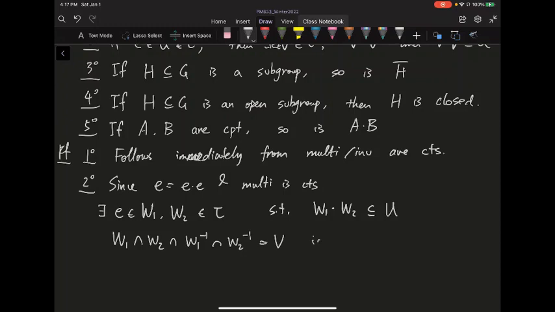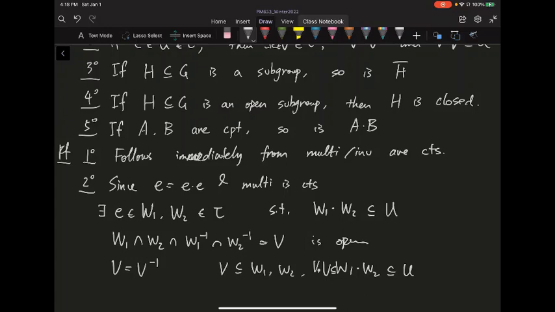That's all going to be open, so this is open. Because it's open, you can clearly see that V and V inverse are going to be the same. And because V is a subset of W1 and W2, V dot V is going to be a subset of W1 dot W2, which is a subset of U. Okay, so V is a nice enough neighborhood.